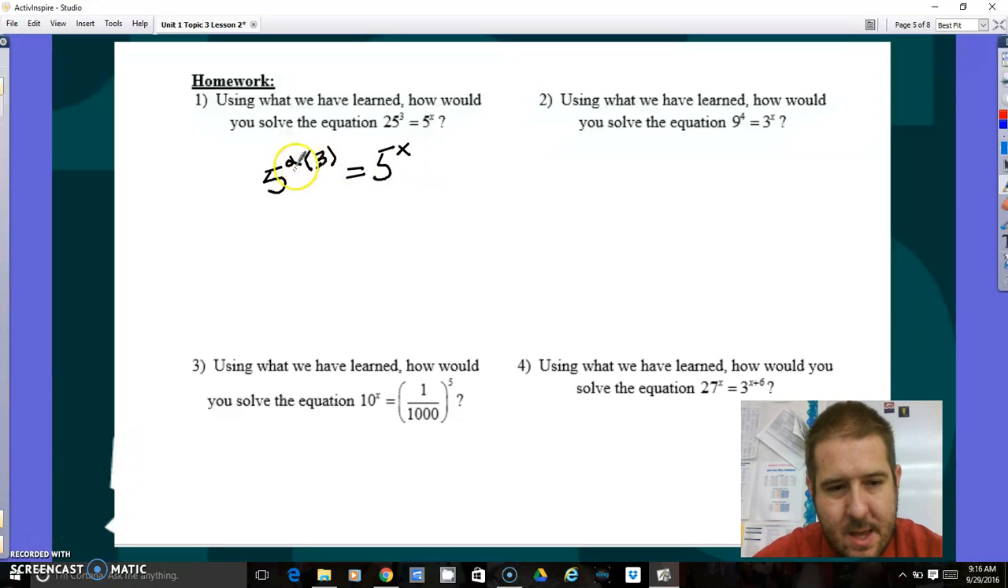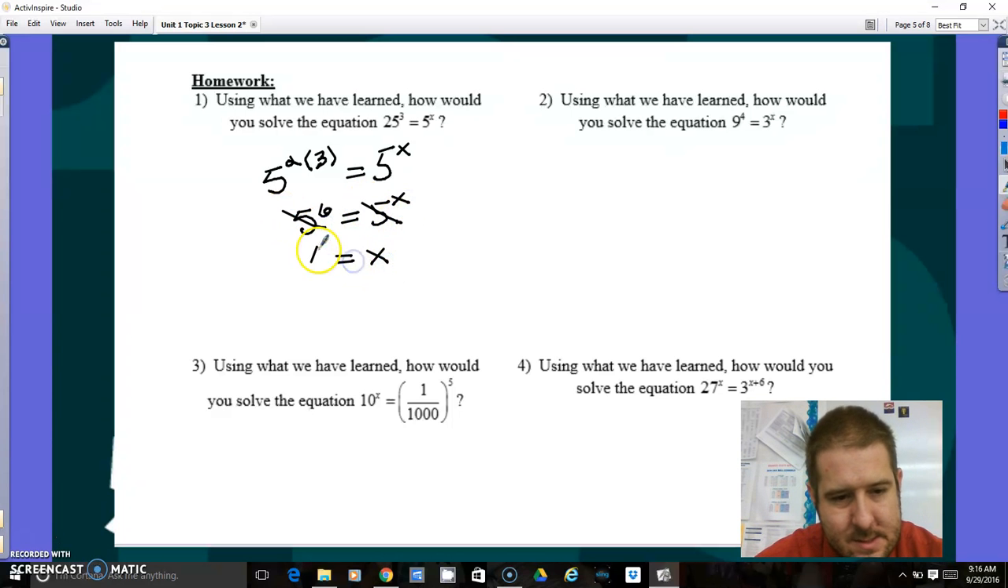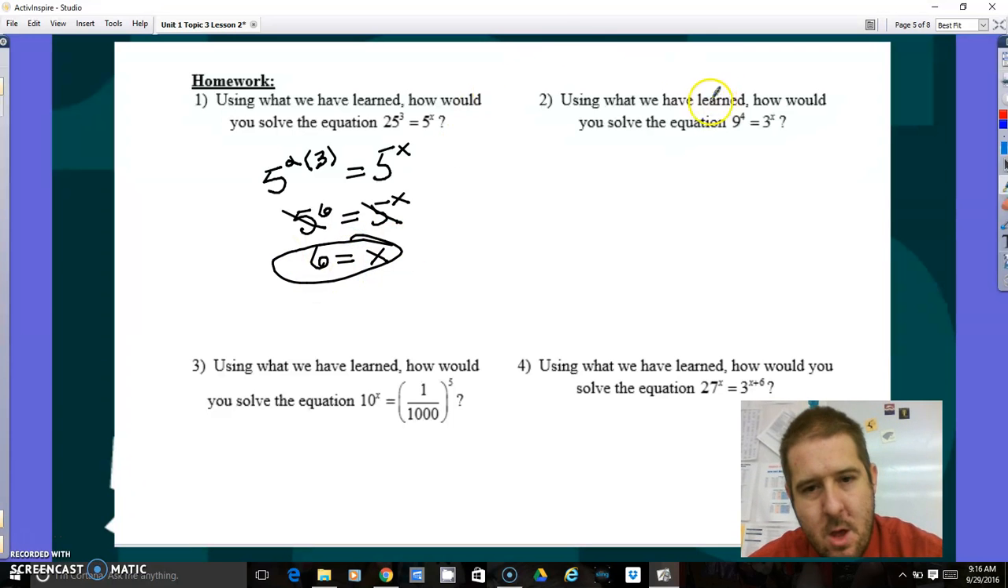Now, the first thing we need to do is get rid of this parentheses. 2 times 3 is 6. So this becomes 5 to the 6th equals 5 to the x, which means then we can cancel our bases, which means x must be 6. There's your answer.